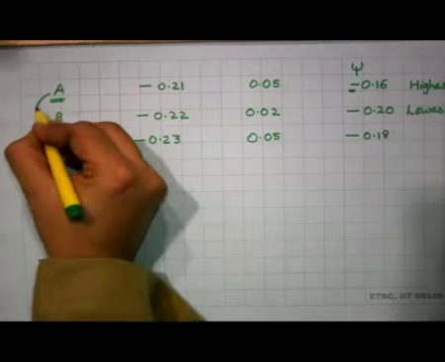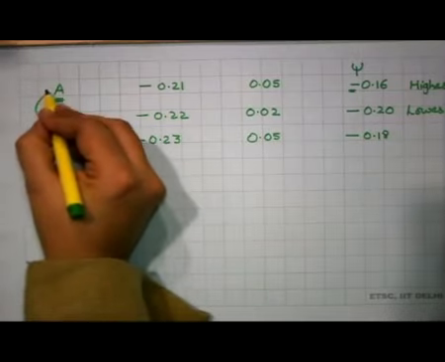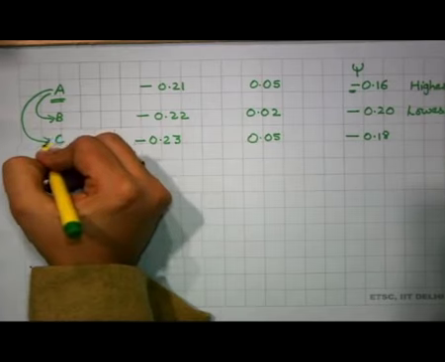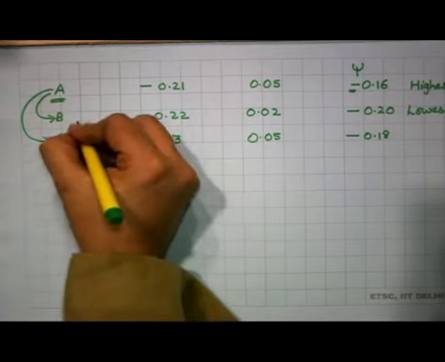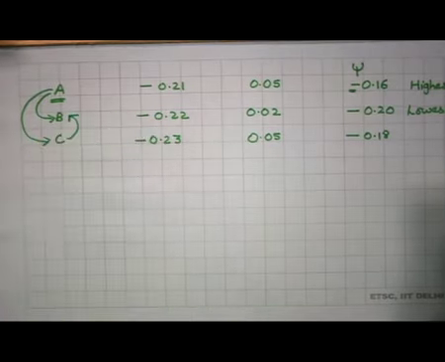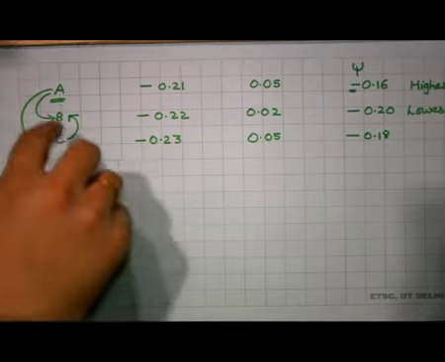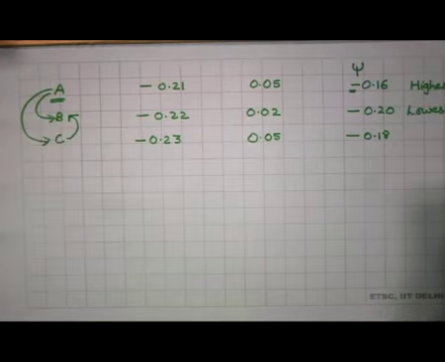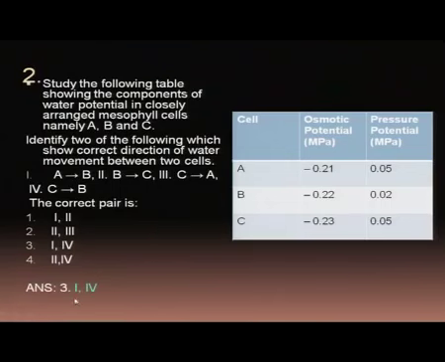Water can move from A to B. It can also move from A to C. Water can also move from C to D. What is not possible is movement of water from B to any other cell. So, what should be the answer? The correct pair is third, 1 and 4, that is A to B and C to B.